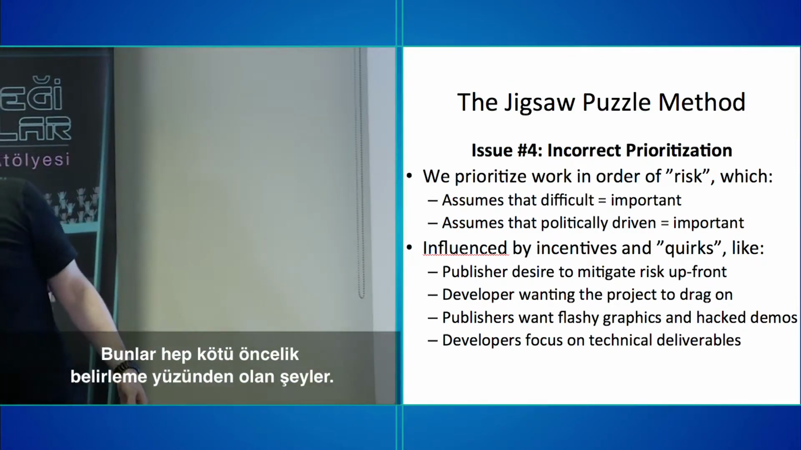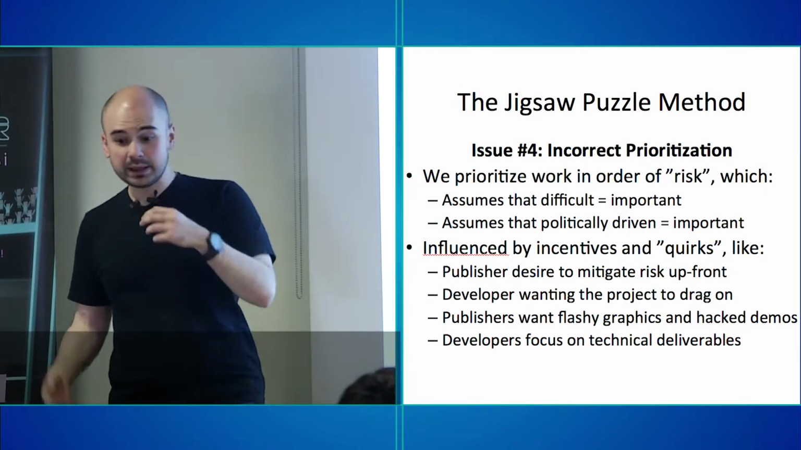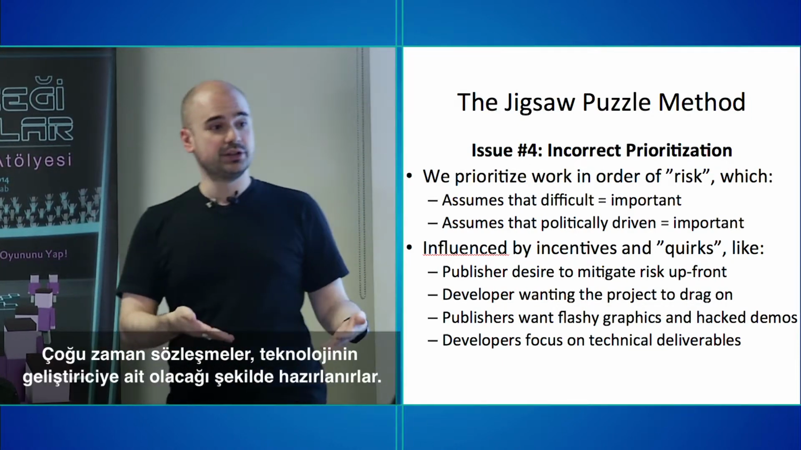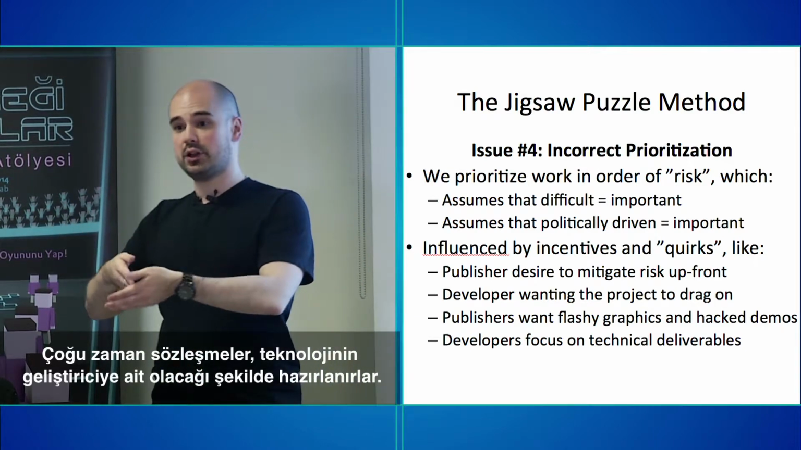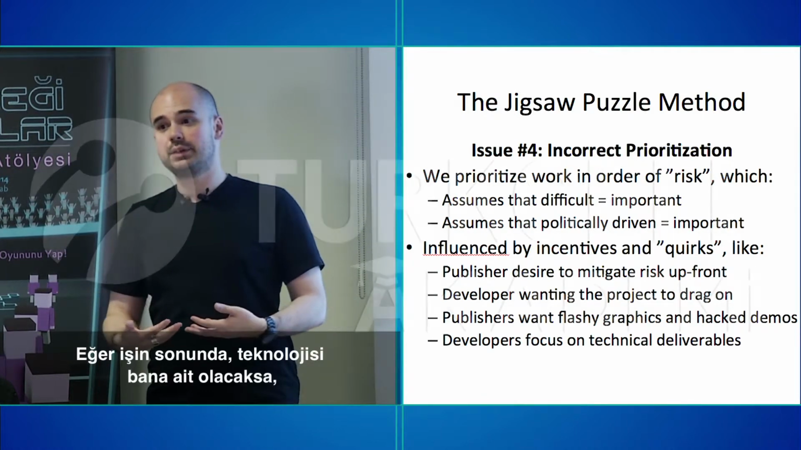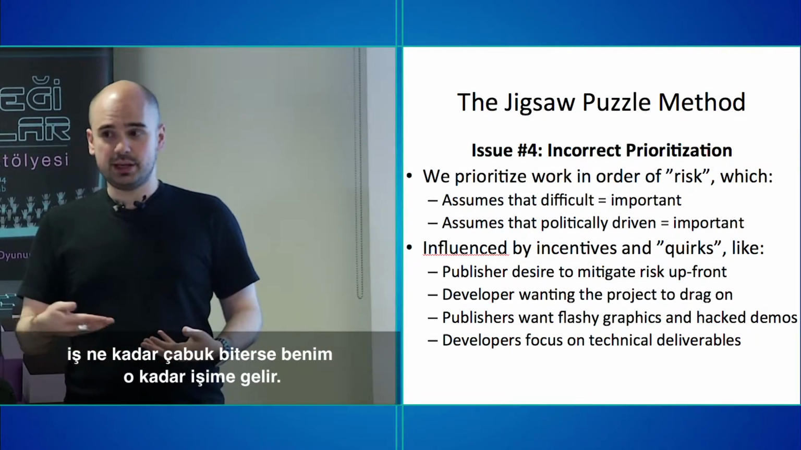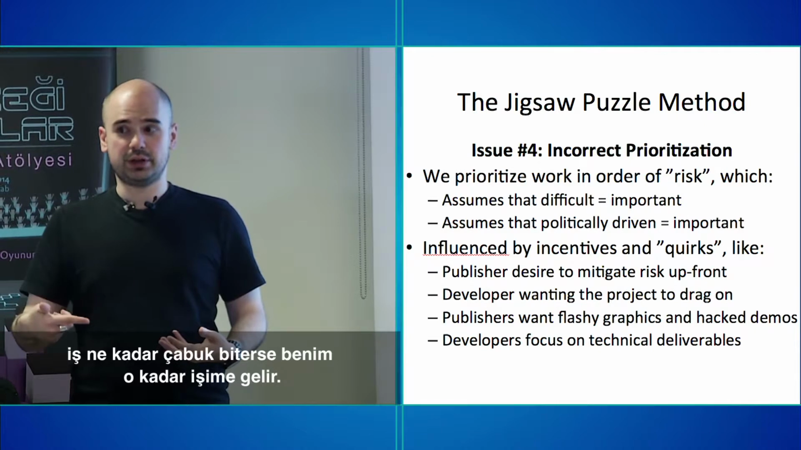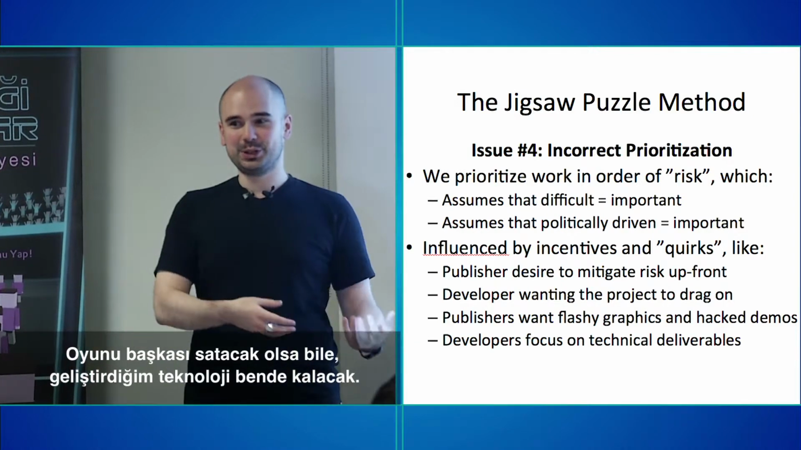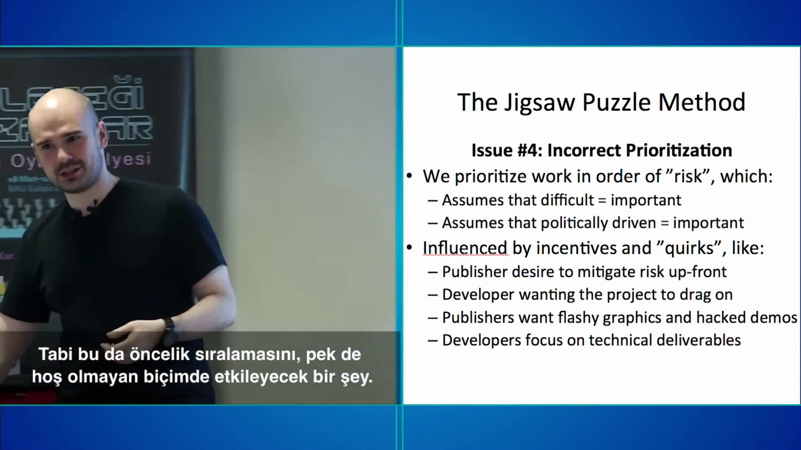Bad prioritizations. And sometimes the developers focus on technical deliverables. So a technical deliverable is something that's related to the engine or technology, and usually the contract is written in such a way that the technology is owned by the developer, right? So if I keep the technology, it's in my best interest to get as many of the technology things finished as soon as possible. Because even if they cancel the game, I still get to keep the technology I developed. That's also going to affect the prioritization in an ugly way.